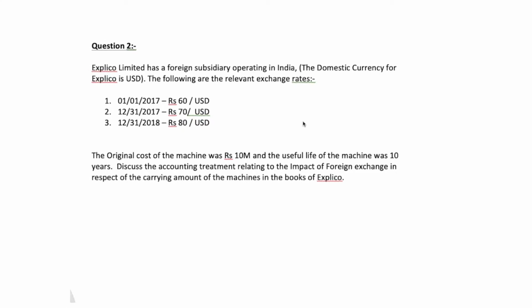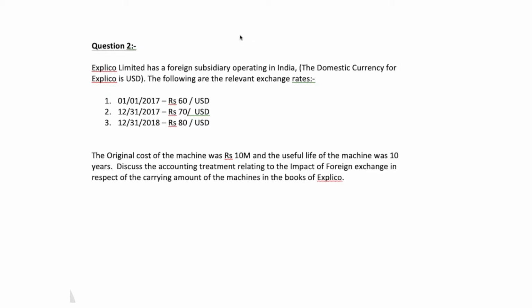Now let's move on to the second question. The question relates to the impact of foreign exchange on property, plant, and equipment. So let's move on to the question. Explico Limited has a foreign subsidiary operating in India. The domestic currency for Explico is USD.